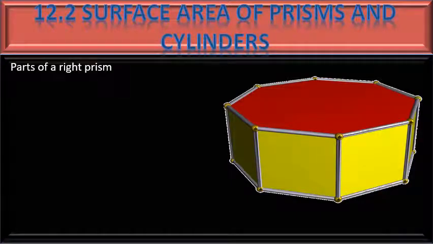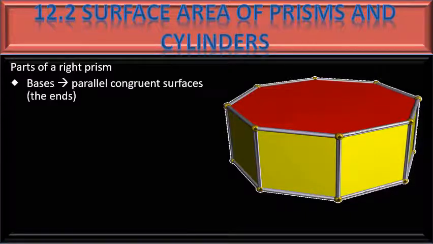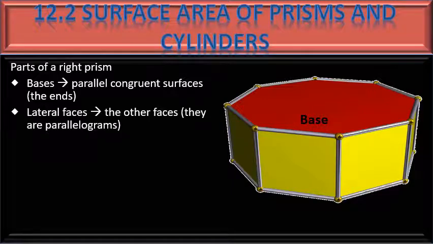All right, before we do all that, we have some more vocabulary. Parts of a right prism. The bases are the congruent parallel sides. So that'd be, in this case, the top and the bottom. Bases doesn't mean top and bottom, though. It just means the parallel congruent sides. If this prism was sitting on a side, then the bases would be the left and the right.